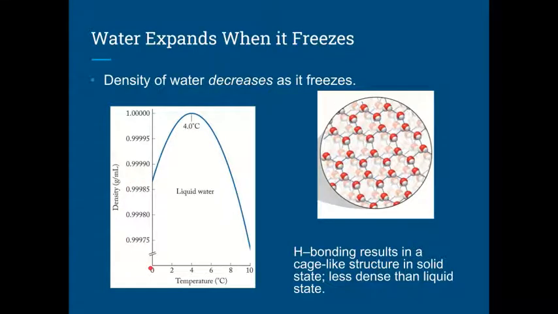So here's the temperature. This is from 0 to 10 degrees Celsius. And you can see these densities are all very close to each other. But if we look right here at 4 degrees Celsius, liquid water is at its most dense. And then if you keep cooling it, it actually becomes less dense. And that's why ice cubes float rather than sink.